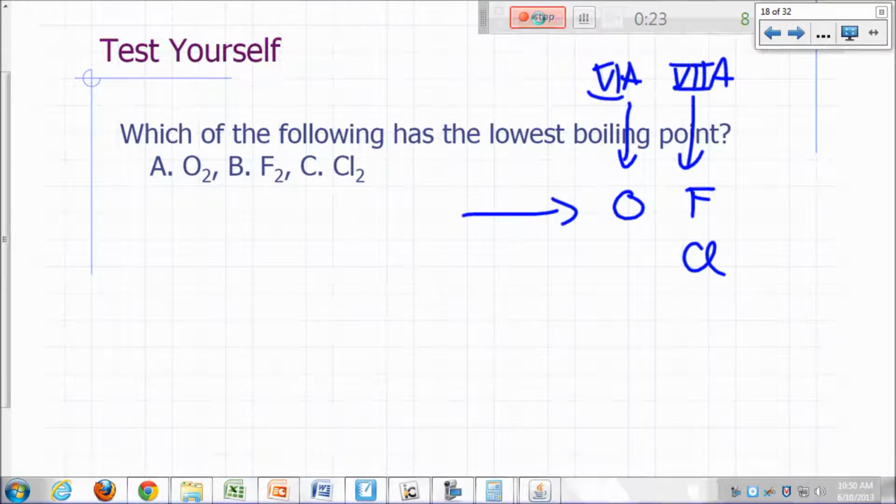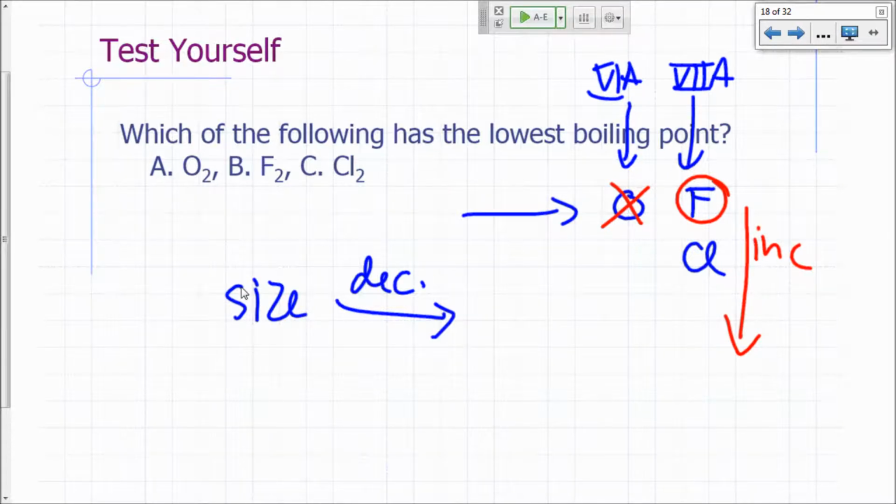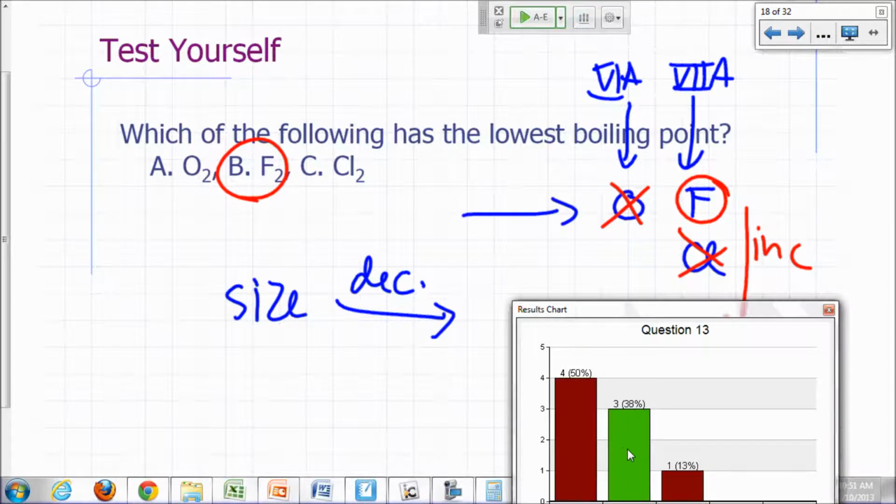Okay. So if you remember your trends, what's the trend going left to right across the periodic table? Increasing or decreasing? Decreasing size, right? So fluorine is smaller than oxygen. What's the trend in size going down a column in your periodic table? Increasing size. So fluorine is smaller than chlorine. So the answer is fluorine. Oh, you need to review your periodic trends in atomic sizes, okay?